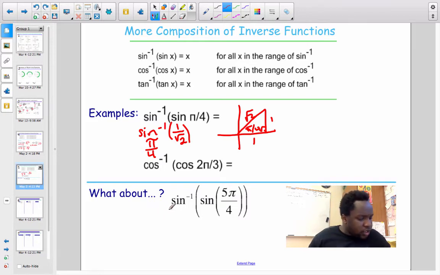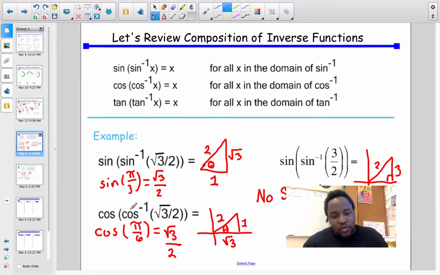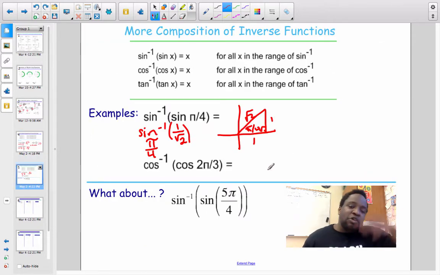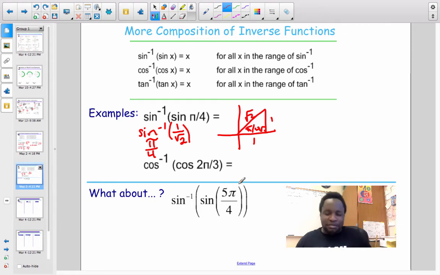Now let's make sure. Oh, I totally forgot to tell you. On this one, you should have changed this one to be cosine. You have sine on that one. So you need to go back and rewatch the video with that change.